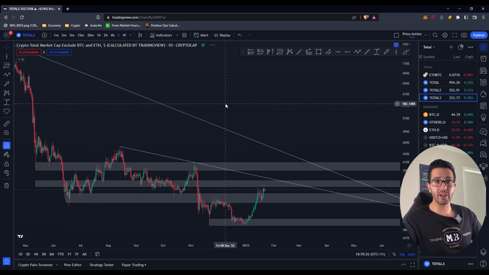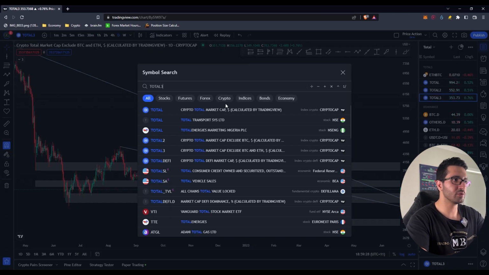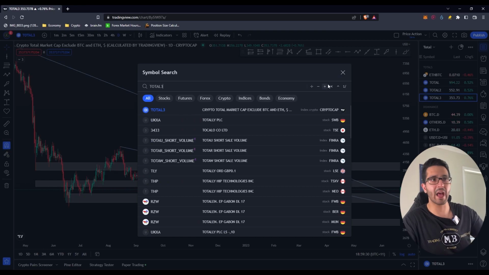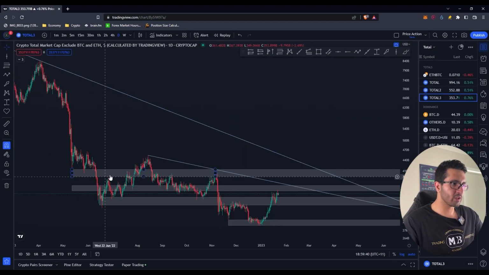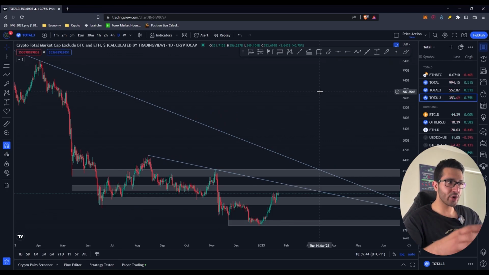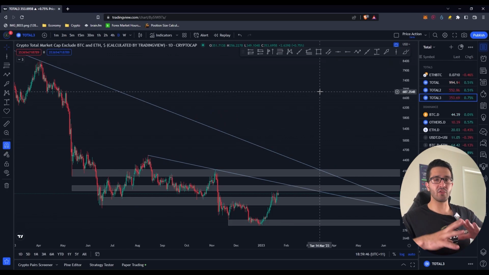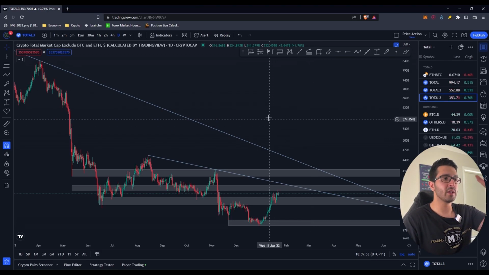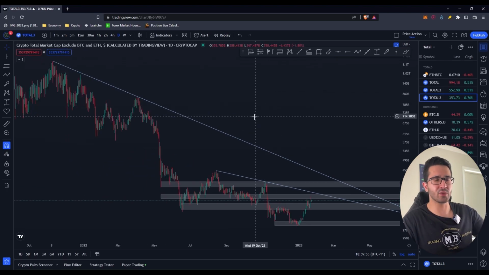What is total 3? You just write total 3, and simply as that, you can add it. And then you can find the support and resistance area. You can add trend lines because trend lines work better in giving you a big picture, because sometimes when you draw trend lines in Bitcoin and other crypto, because it's so volatile, it doesn't work. But in this one, it works much better than Bitcoin, I would say.